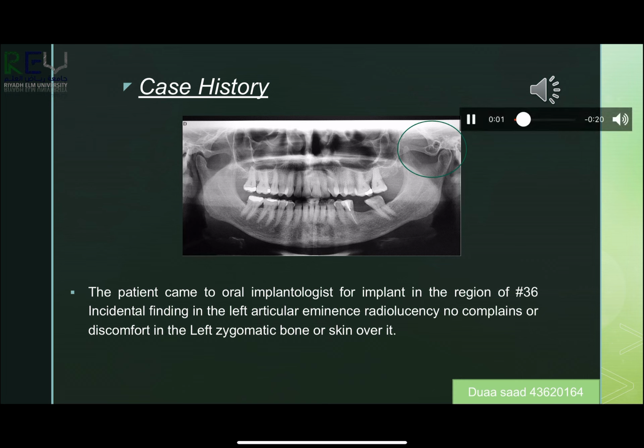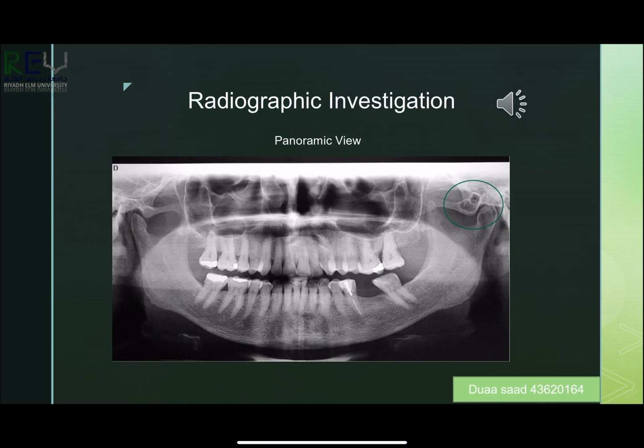The case history is: the patient came to an oral implantologist for an implant in the region of tooth number 36. Incidental finding in the left articular eminence: a radiolucency, with no complaints or discomfort in the left zygomatic bone or skin over it. The radiographic investigation, as you see, is a panoramic, which indicates the lesion.